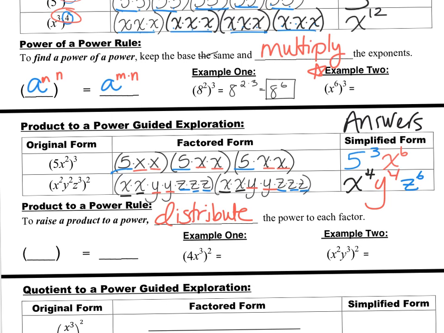So you see that 3 was distributed to the 5, and then 3 was also distributed to the x squared. 2 was distributed to the x squared, 2 was distributed to the y squared, and 2 was distributed to the z cubed. So let's go ahead and write this algebraically.